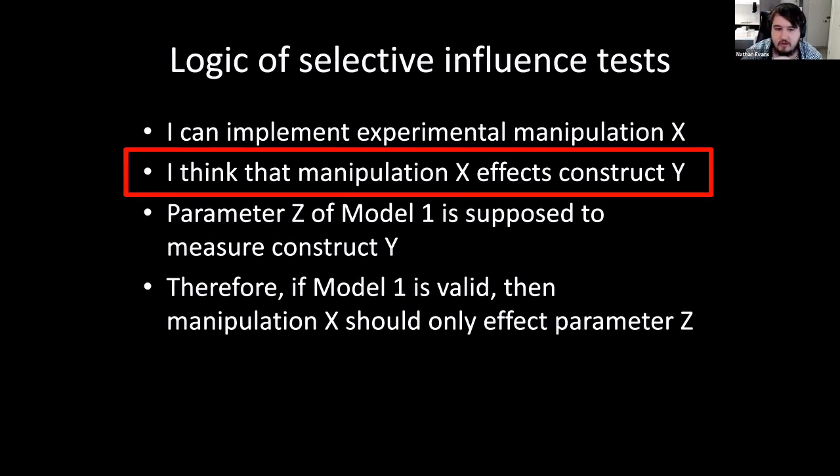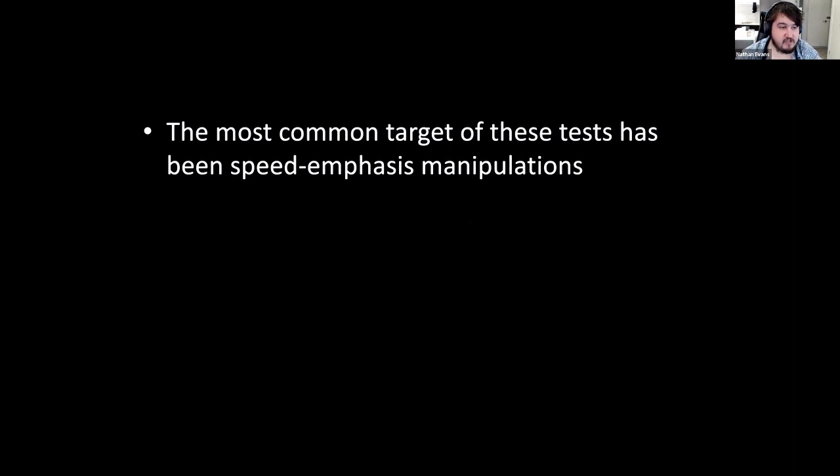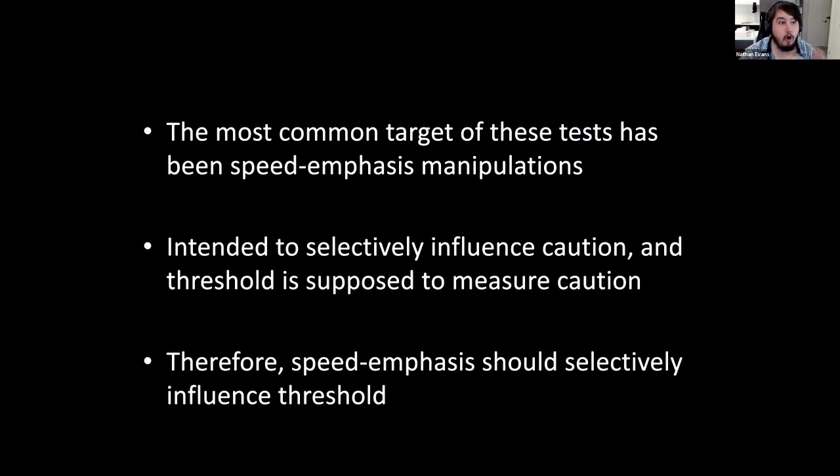However, this critically depends on how well the manipulation actually affects what you think it affects, right? How well manipulation X actually affects construct Y. So the most common target of these tests within evidence accumulation models have been speed emphasis manipulations. So people have commonly tried to test evidence accumulation models by implementing speed emphasis instructions, which should make people less cautious, and then seeing whether these instructions result in people lowering their thresholds and only lowering their thresholds. The logic here being that speed emphasis manipulations are supposed to only affect caution, right? If you tell someone to be less cautious, to go faster, they should only become less cautious and not become worse at the task or faster at motor responding, etc.